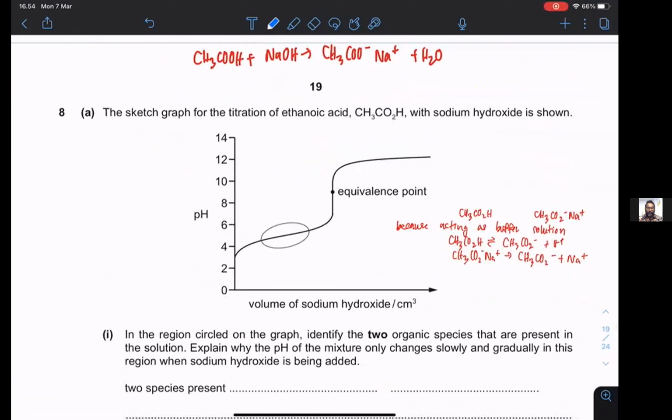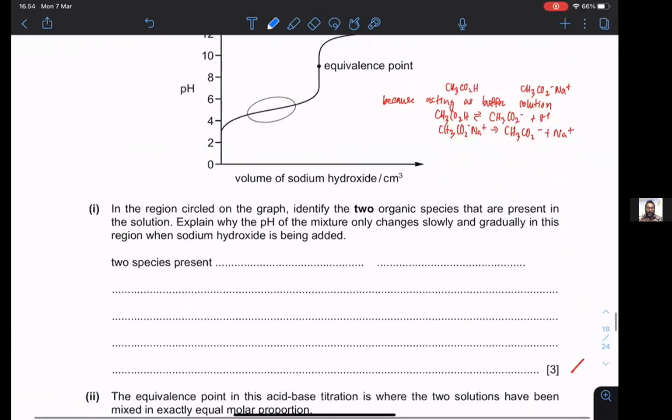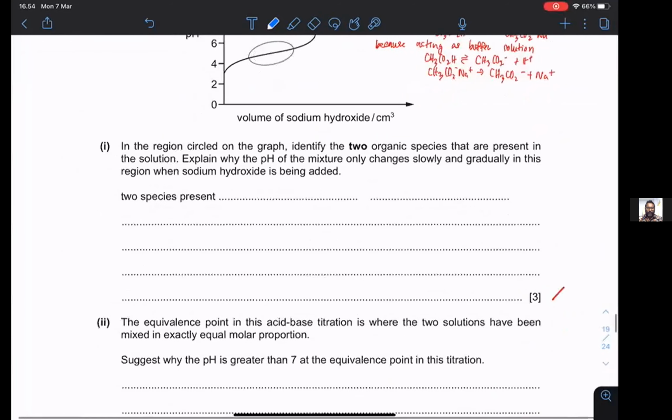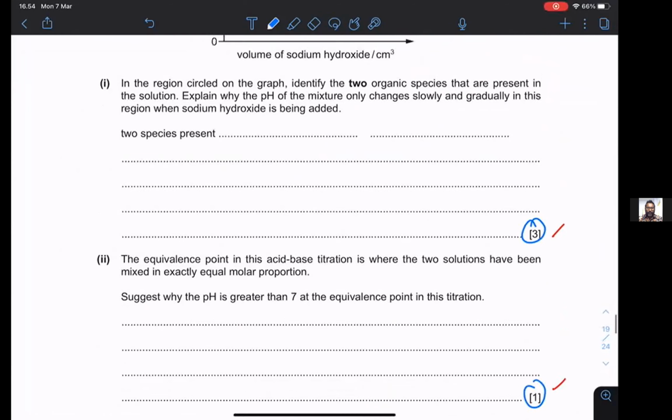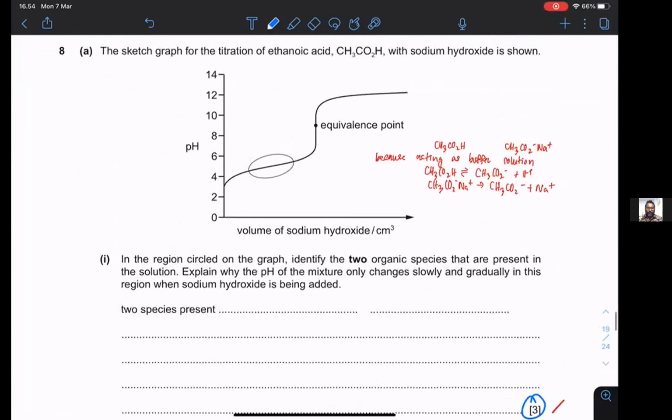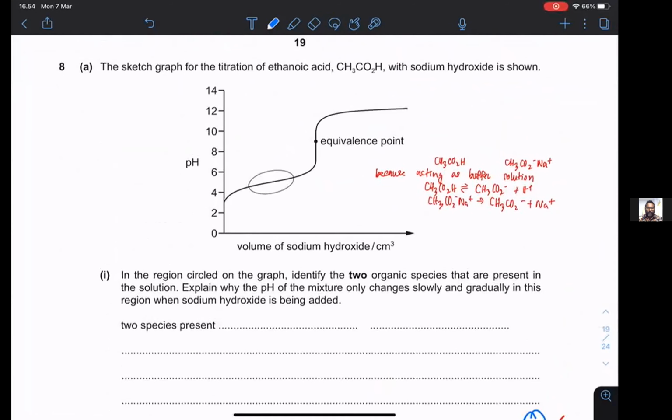So the next part is going to be this one. If you look at this graph, this pH graph has been removed from A2, no longer in A2. But again, there are a total of 4 marks, so we try to answer this. This one, I have already taught you, so you still need to know how to answer these kinds of questions. So let's assume that you know all this. In the region circled on the graph, identify 2 organic species that are present in the solution.